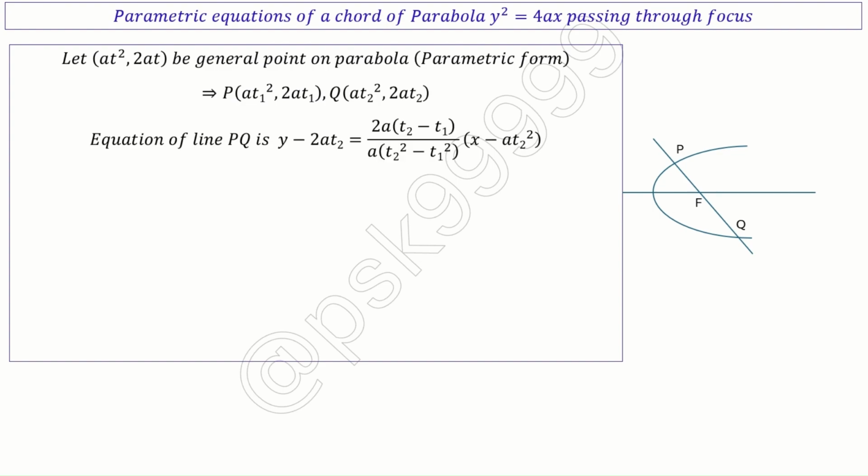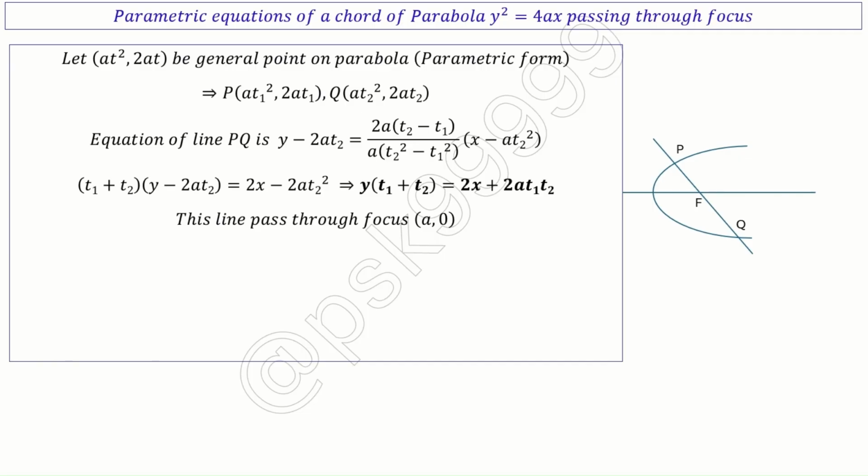Now, the equation of line PQ is nothing but y minus 2at2 and so on, a two-point formula I am using basically. So this is my equation of line PQ. Now if I simplify this, I'll get y times (t1 plus t2) equal to 2x plus 2a t1 t2. Now, this is passing through the focus (a, 0). So if I substitute x equal to a and y equal to 0, what I will get is 2a equal to minus 2a t1 t2, or t1 equal to minus 1 by t2. So basically t1 into t2 equal to minus 1.